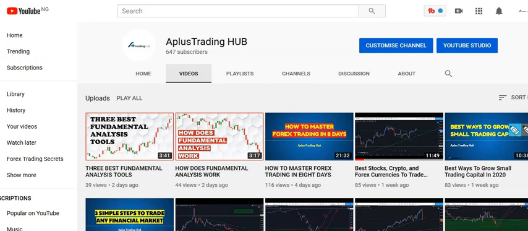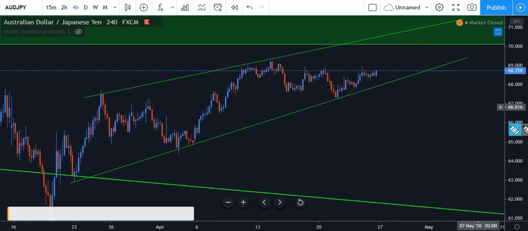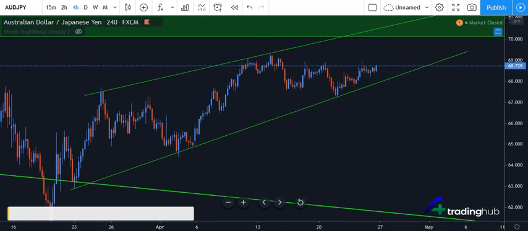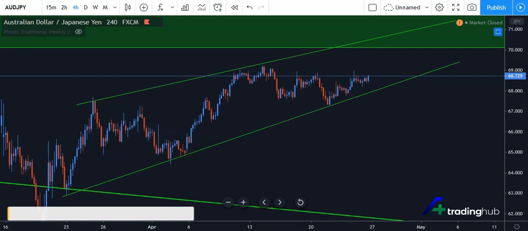So let's go to the chart. This is what we have on AUD JPY. Let's look at the setup here, and price is forming an ascending wedge. You see price moving in this direction, struggling to break this region. So for this week I'm bearish. I want to see price break out of this structure and go to this bottom and tag the 63.00 zone.